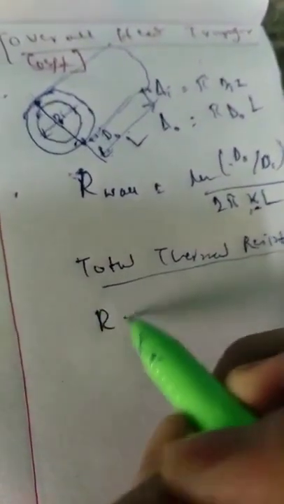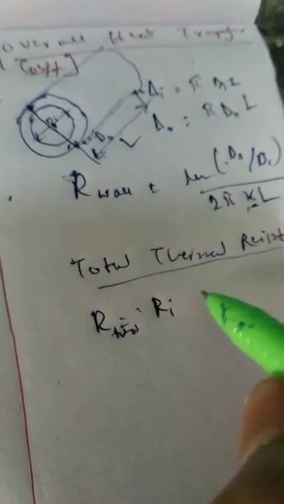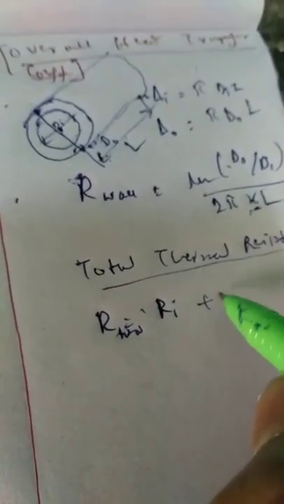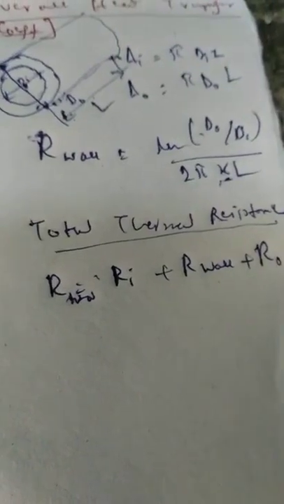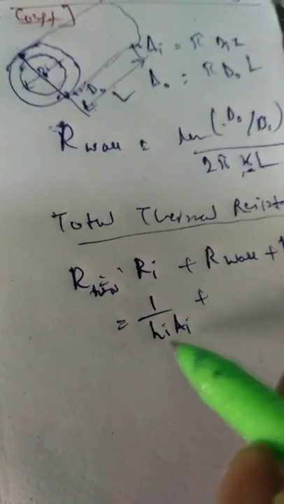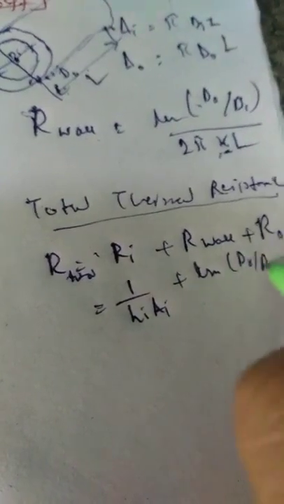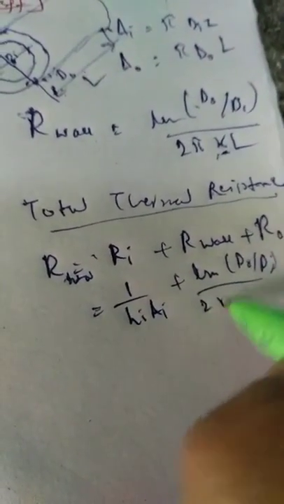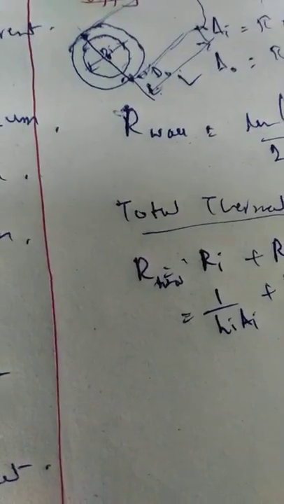So the total resistance will be R total, equal to Ri, the convection resistance from the fluid to the wall, plus R wall, the conduction resistance of the wall, plus the convection resistance from the wall to the outside fluid. Now Ri will be 1 by hiAi, where hi is the convective heat transfer coefficient, plus ln(DO/Di) by 2 pi kL, plus 1 by hoAo. So Ai is the inner surface area and Ao is the outer surface area.